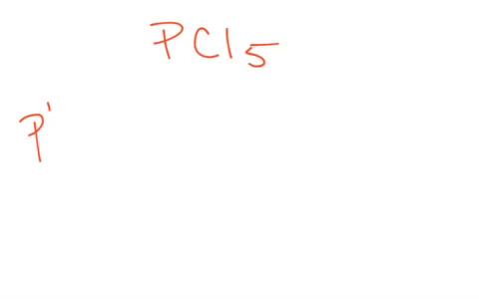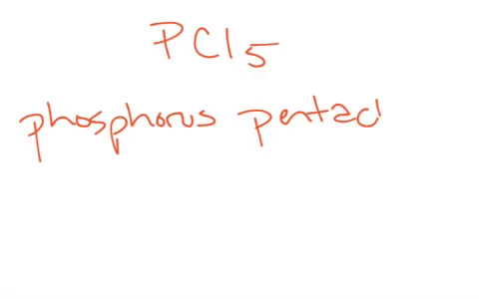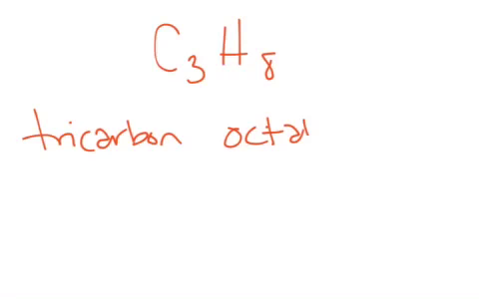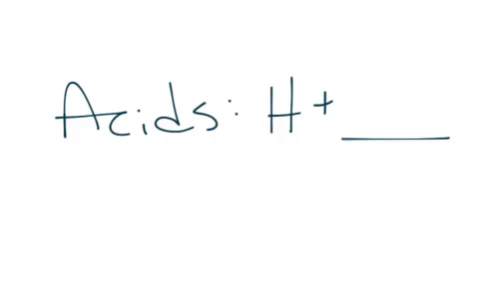So just naming a few more, there is only one for the first element, so instead of monophosphorus, it's just phosphorus, and then pentachloride would be how we finish that. And the last one, okay, this is tricarbon, and then octahydride. Okay, so that was really fast. I'm sure you got it all.